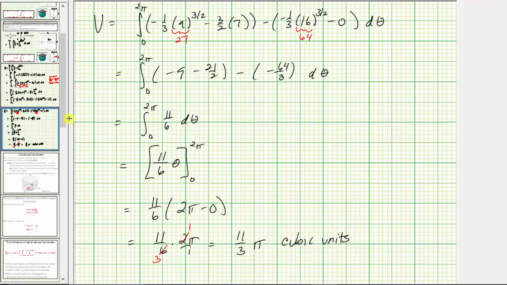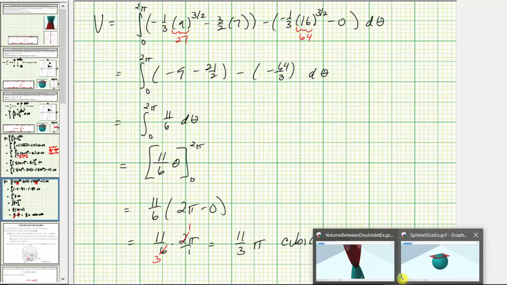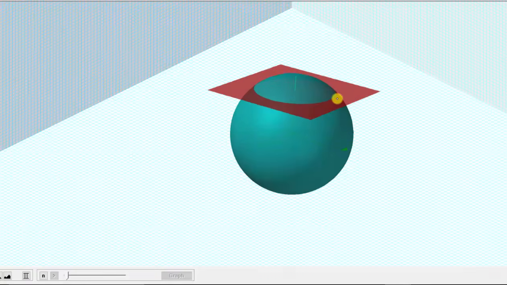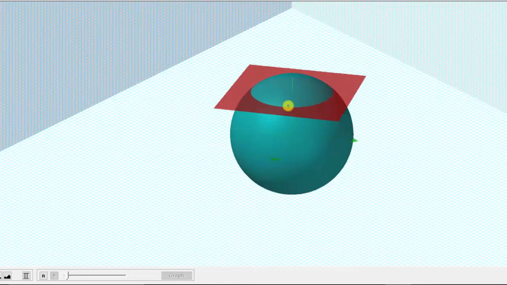because it is volume. So now we know the volume bounded above by the sphere and below by the red plane is exactly 11/3 pi cubic units.